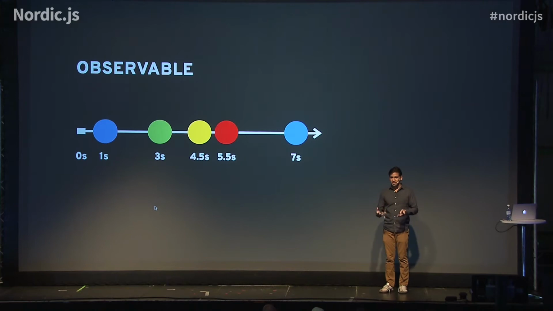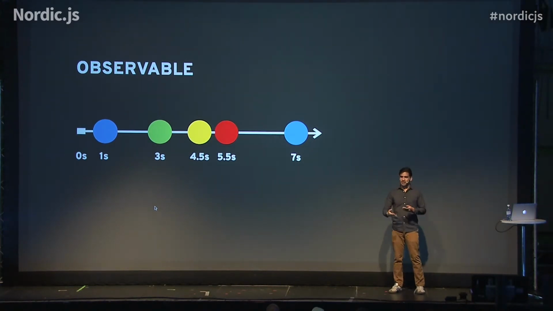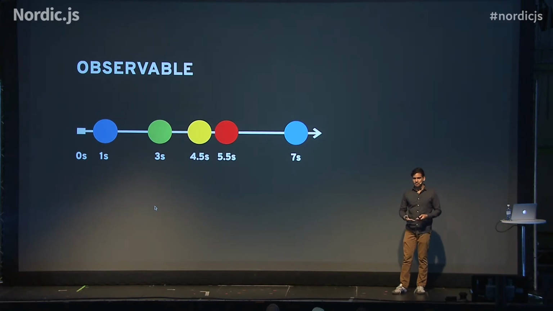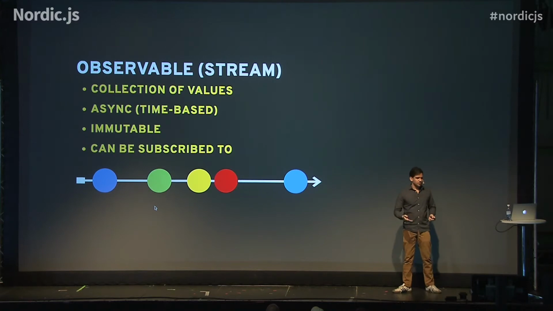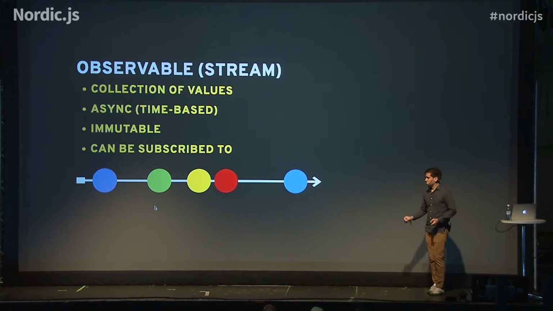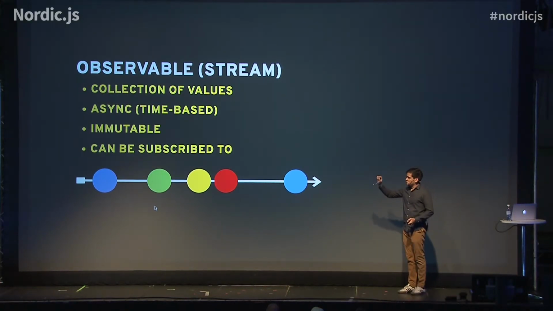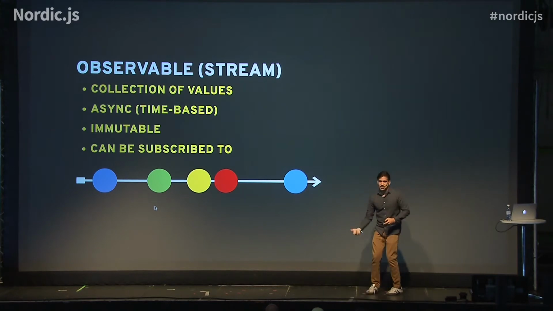So consider the idea of promises where things happen asynchronously and apply it to multiple values, and you get an observable. Sometimes I like to refer to them as streams because it's a little bit more approachable that way. So an observable can be considered a collection of values that happens over time, and observables are immutable, which means that you could subscribe to the observable emitting each value, but you can never go back and change the value.